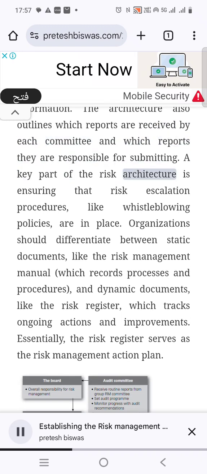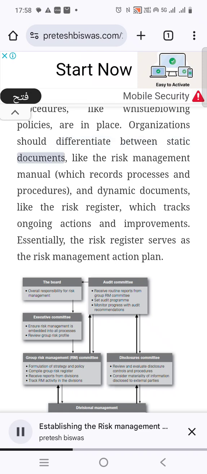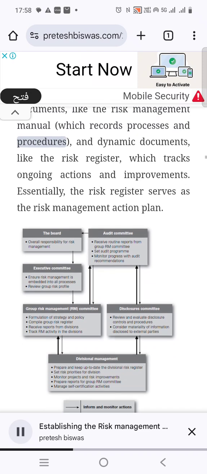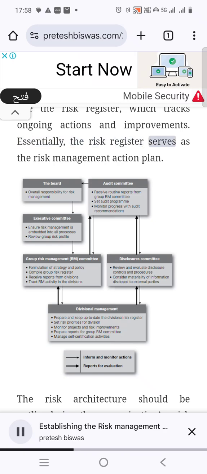A key part of the risk architecture is ensuring that risk escalation procedures, like whistleblowing policies, are in place. Organizations should differentiate between static documents, like the Risk Management Manual, which records processes and procedures, and dynamic documents, like the Risk Register, which tracks ongoing actions and improvements. Essentially, the risk register serves as the risk management action plan.